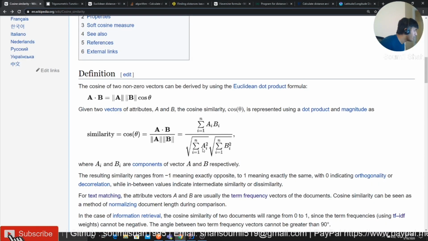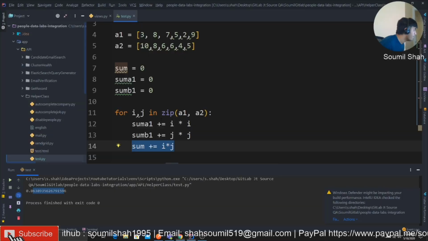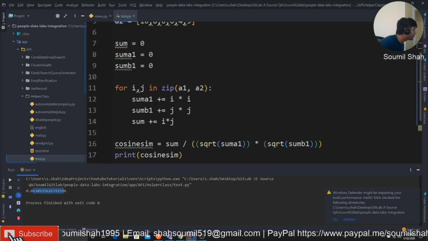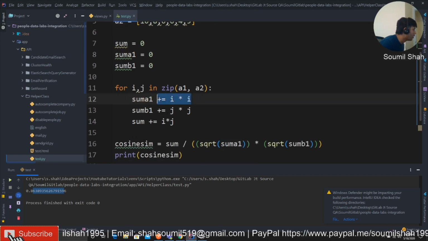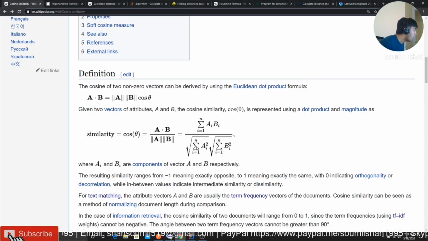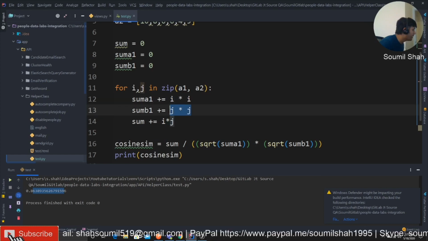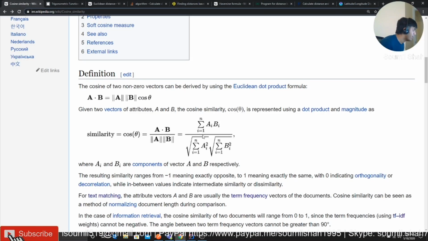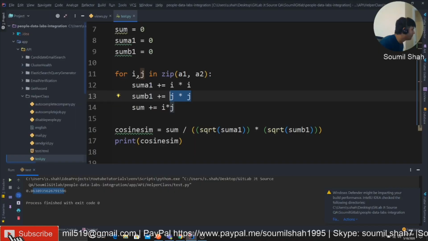And in the bottom section, I need to compute the A squared. That means 3 squared, 8 squared, 7 squared, 5 squared, and so on. So sum A1 is equal to i into i. That is going to be computing the norm or mod of A, right? Then similarly, mod of B is j squared, right? Then the final formula, cosine similarity, is basically this term divided by this term.